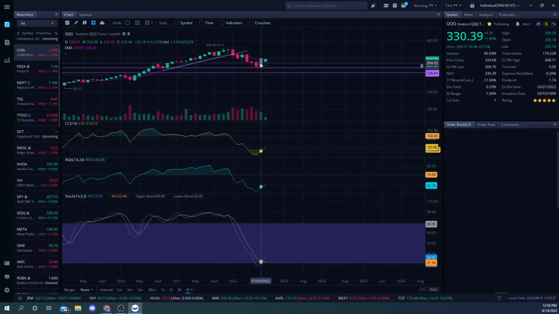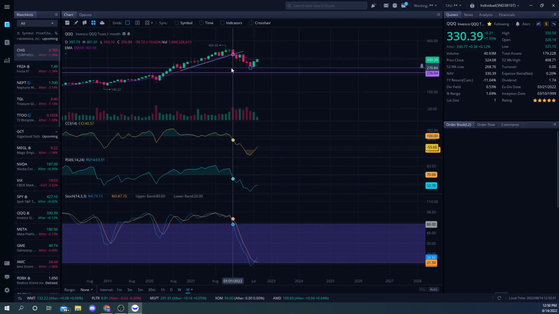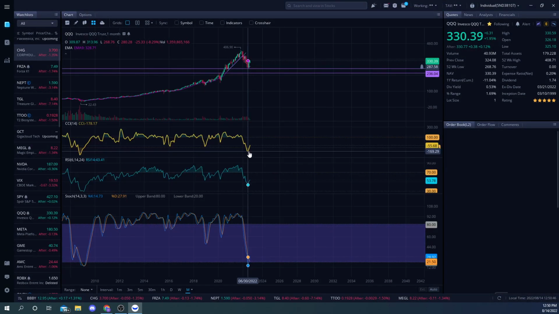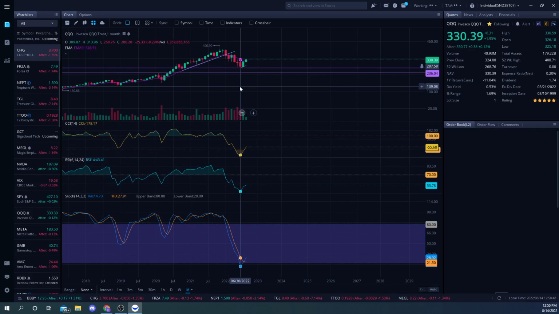Go look at the SPY. SPY has more history than the QQQ. Go look at any of the indices. Go look back on them. These are extremes. These are extremes that don't get hit a lot. And when they do get hit, they're likely going to mean bottom.